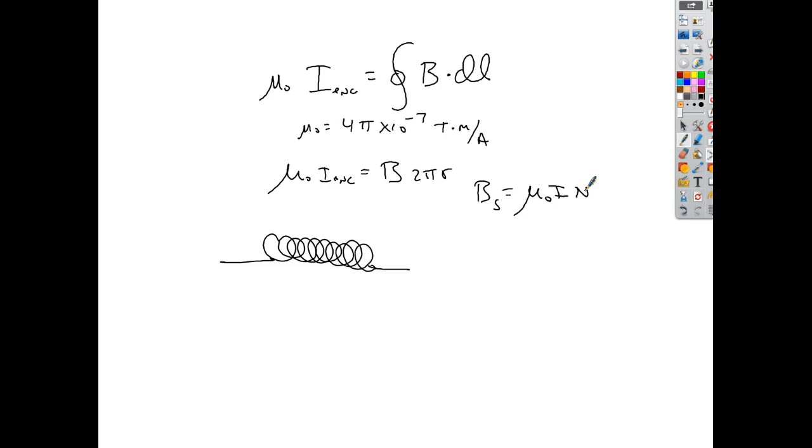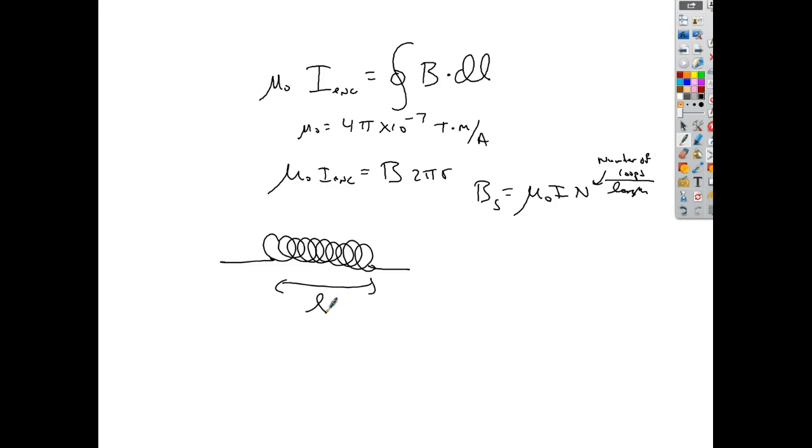If you look at N, it's the number of loops per length. By length, they mean this direction, right? The more tightly packed the loops are, the more magnetic field you're going to get. The more loosely packed, the less magnetic field you're going to get. Does that make sense, Brandon?